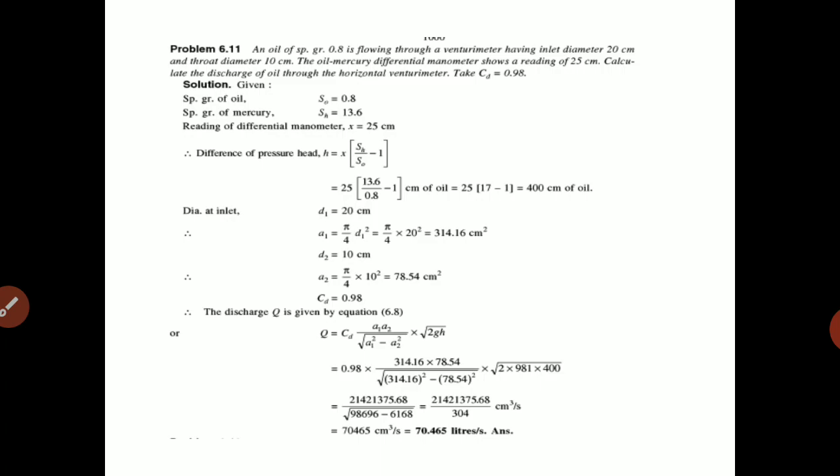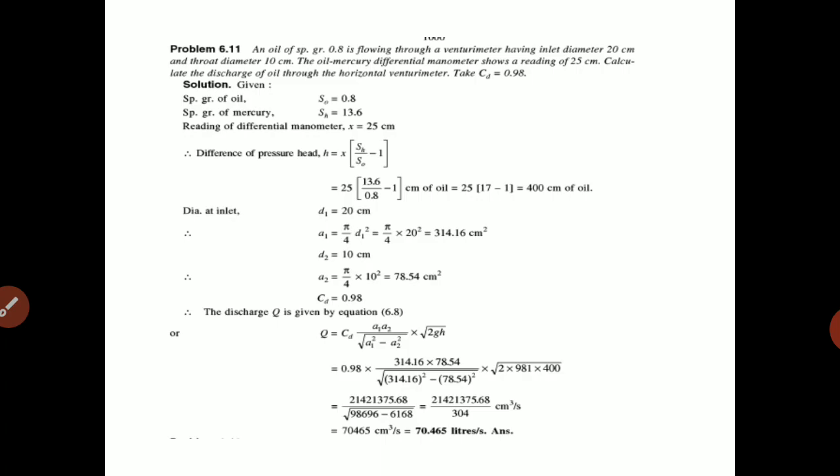Okay, one more numerical for the orifice meter, for calculation of discharge. An oil of specific gravity 0.8 is flowing through a venturimeter having inlet diameter 20 cm and throat diameter 10 cm. The oil mercury differential manometer shows a reading of 25 cm. Calculate the discharge of oil through the horizontal venturimeter. Take CD is equal to 0.98.